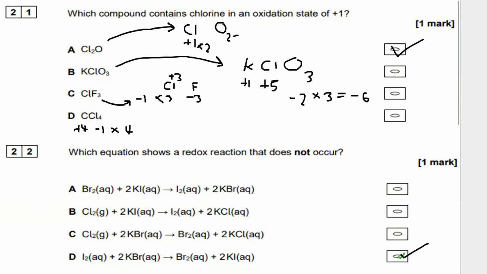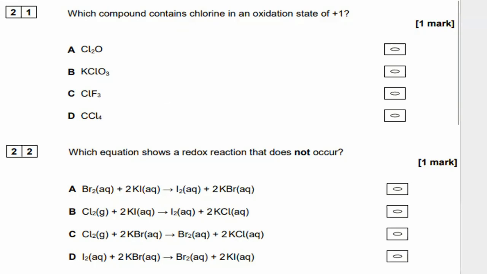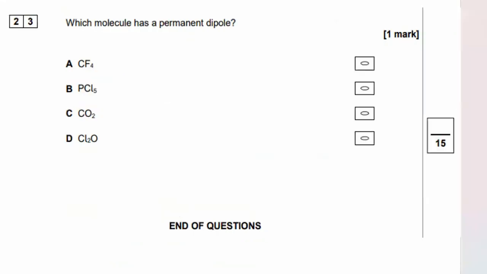Okay, moving on to the final question, question 23. Which molecule has a permanent dipole? Well, what you'd really have to do for this, I'm going to whiz through it, but what you really have to do for this is draw out each molecule, look at the dipoles. So we can see here that carbon is electropositive, fluorine is electronegative, so you will have a dipole. Problem is it's a symmetrical molecule. So they're all going to cancel out.